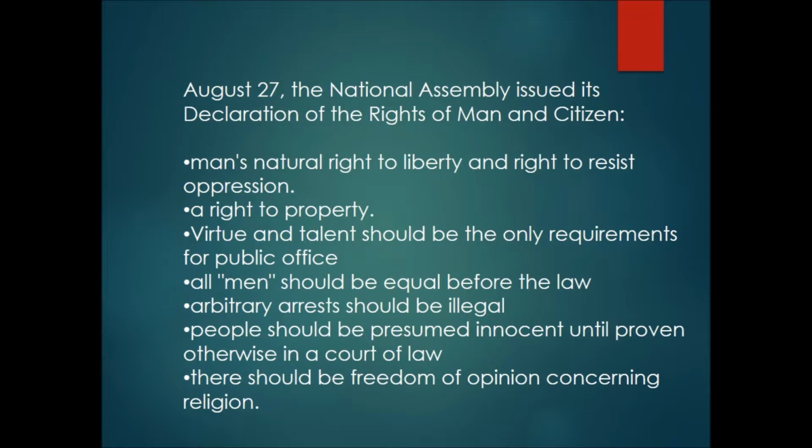So the Declaration of the Rights of Man and Citizen talks about the right to liberty, the right to property, the fact that people had a right to resist oppression, which of course is exactly what they were doing.